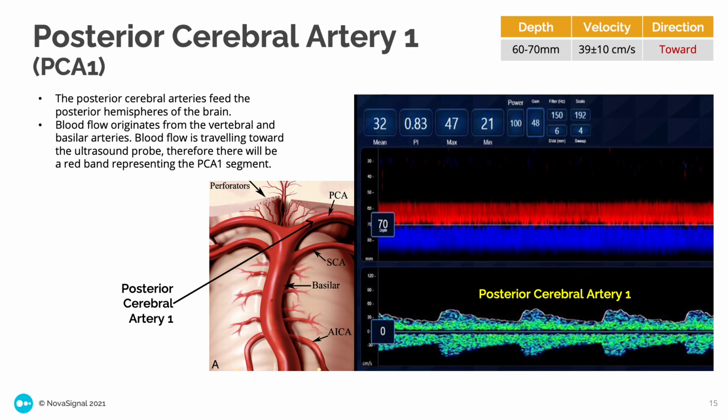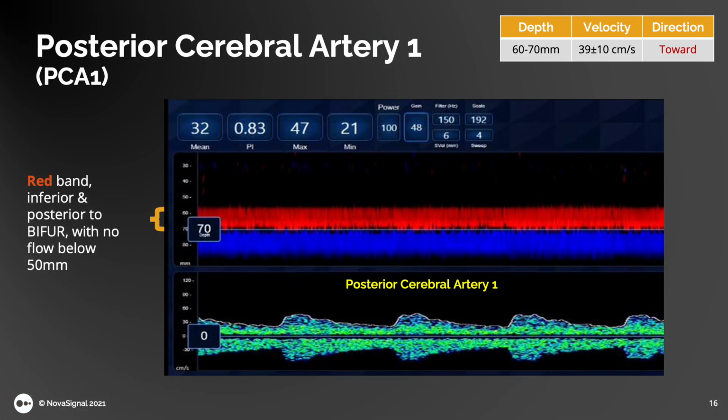So as you are searching for a transtemporal window, if you see a red band between 60 and 70 with no flow below 50, this is either P1 or TICA. If you're looking for the MCA, your first maneuver is to aim the transducer superior, as both of those vessels live inferior to the MCA. And if that does not obtain the MCA, you also need to aim the transducer anteriorly, because that tells you it was most likely the P1 segment of the PCA. So the PCA segment is a red band that's inferior and posterior to the bifurcation depth with no flow below 50.